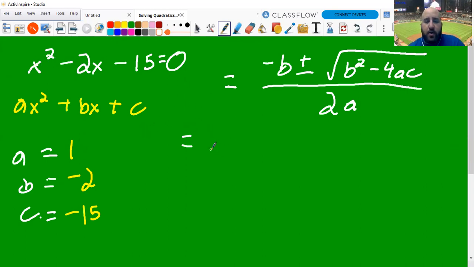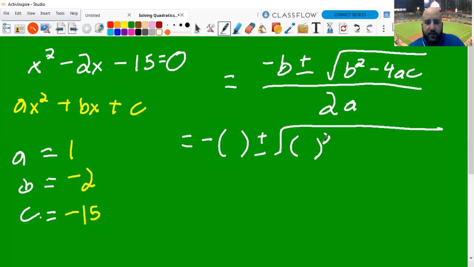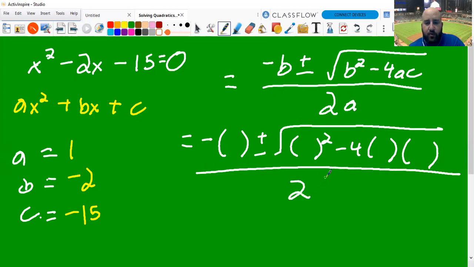All right, so now what I'm saying is fill this in. You've got your formula. What I would do is, everywhere you see a letter, I would put a set of parentheses. So: negative parentheses, plus or minus, square root of parentheses squared minus 4 parentheses, over 2 parentheses. That's step 1. Step 2 is where I'm going to fill these in.